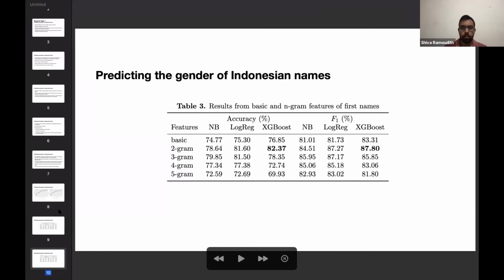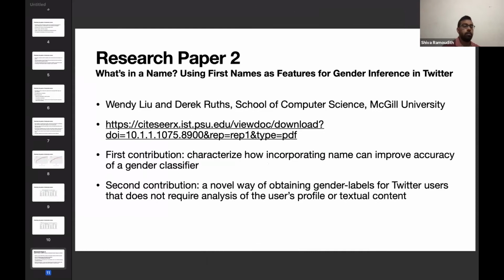Okay, so moving on a bit. This is the second paper, and this one is a bit more recent. Actually no, the first one was published in 2017, and this one was published in 2013. It's entitled, What's in a Name? Using First Names as a Feature for Gender Inference in Twitter. It was published by Wendy Liu and Derek Roots at McGill University.